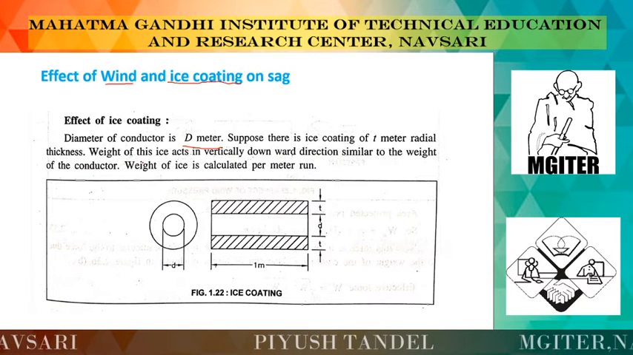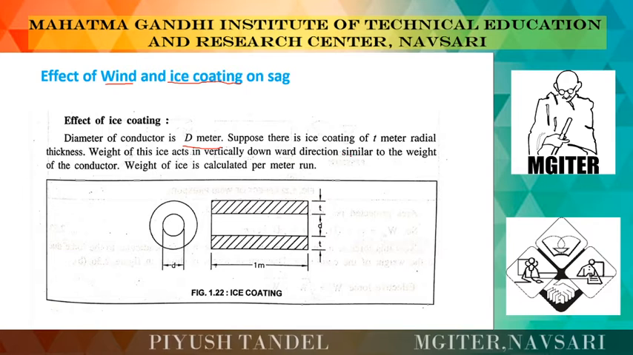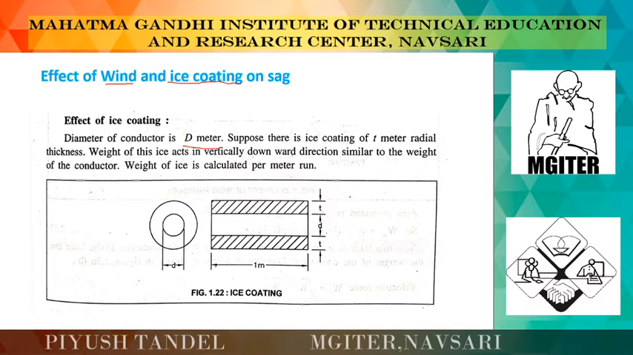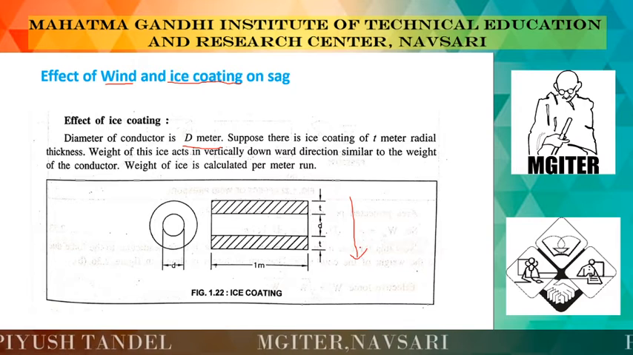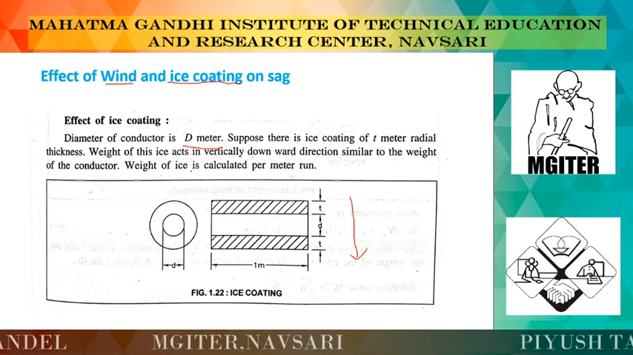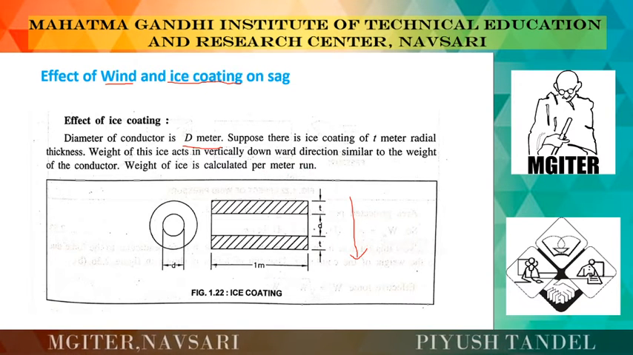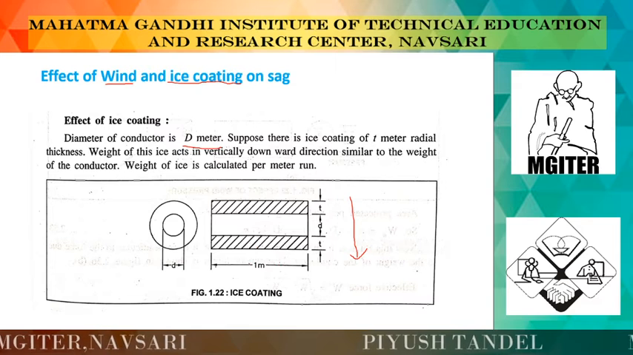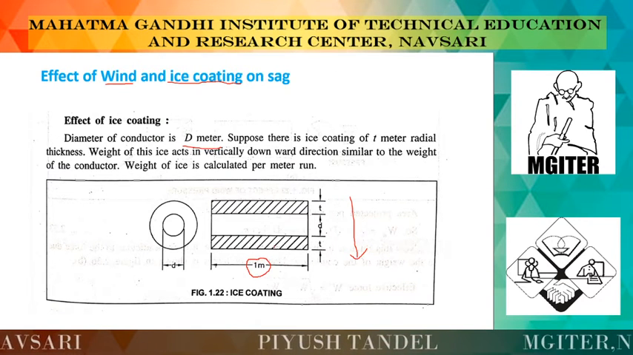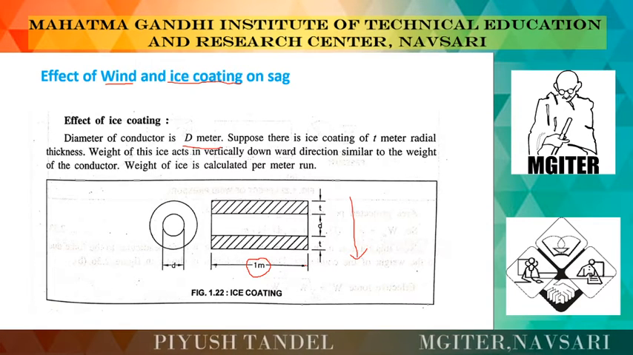The weight of this ice acts vertically downward, similar to the weight of the conductor. So the weight of that ice is going to be a force in the downward direction. The weight of ice is calculated per meter run. So per 1 meter of conductor length, we calculate the weight, and then multiply it with the total length of that transmission line.